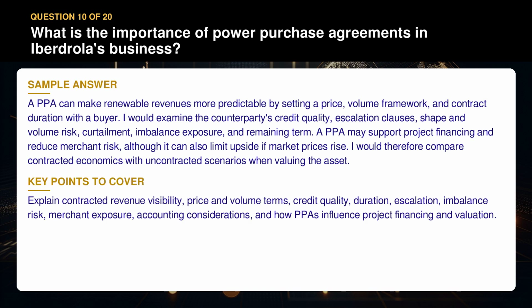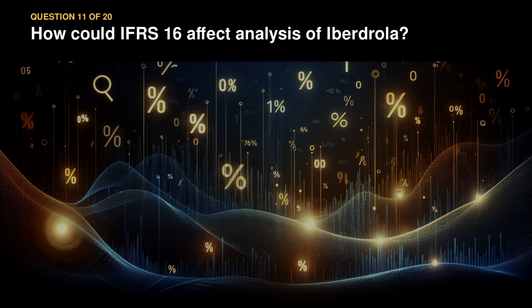Explain contracted revenue visibility, price and volume terms, credit quality, duration, escalation, imbalance risk, merchant exposure, accounting considerations, and how PPAs influence project financing and valuation. Question 11. How could International Financial Reporting Standards 16 affect analysis of Iberdrola?